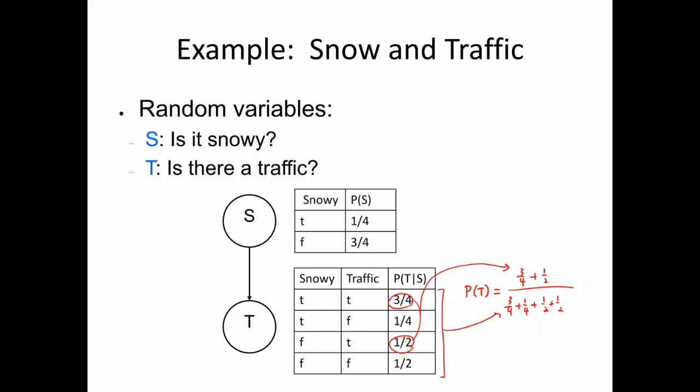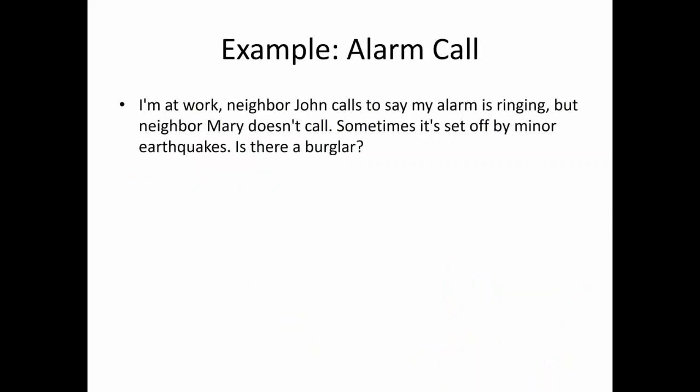From here, it's simple math. And this is called inference by enumeration. Let's look at a bit more complicated example.